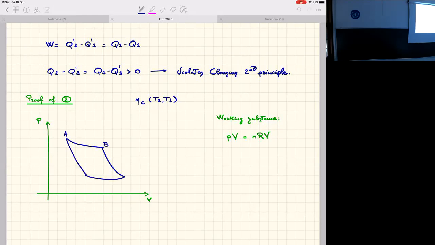One is an isotherm, so the temperature is kept fixed and equal to T2. One is an adiabat, the heat exchanged is equal to 0. The second one is an isotherm at temperature T1. And the fourth one is an adiabat.